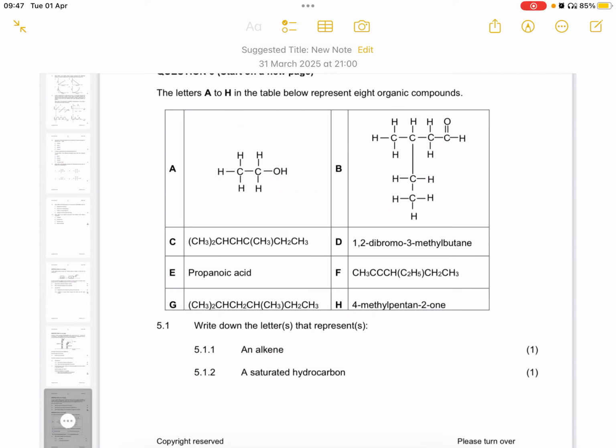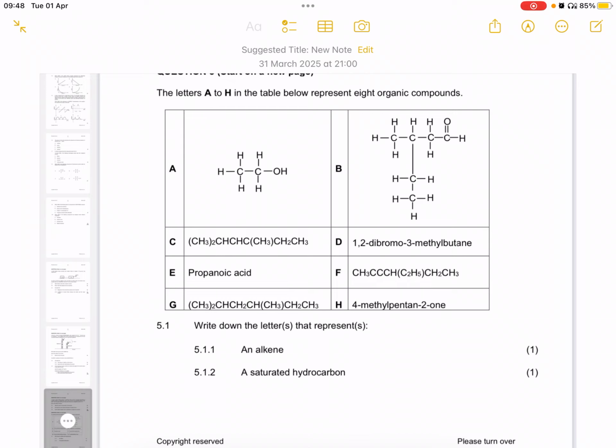Hello everyone, welcome to our session, and we're looking at the paper from the Modern Cape that we've been doing, and this is question 5, which is organic chemistry, and we're doing nomenclature. We're given 8 compounds from A up to H, and we have to go as per guided by the questions through each one of these structures.